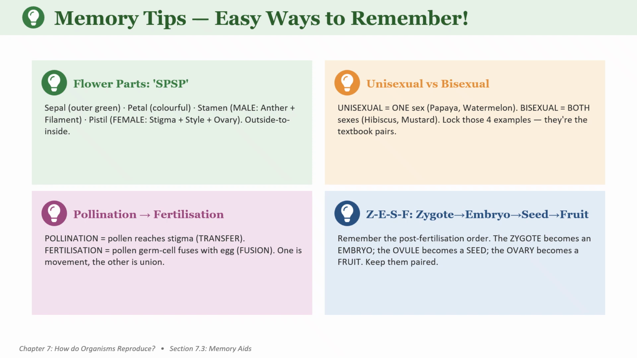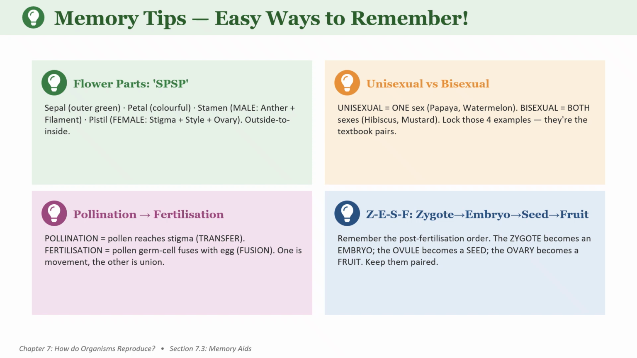Unisexual flowers versus bisexual flowers. Uni means one, bi means two. In unisexual flowers, you see only one sex organ, for example papaya or watermelon. In bisexual flowers, you can see both sexes, like hibiscus and mustard. When you lock in these four examples, children, they are the textbook pairs. Very important. Remember these examples.